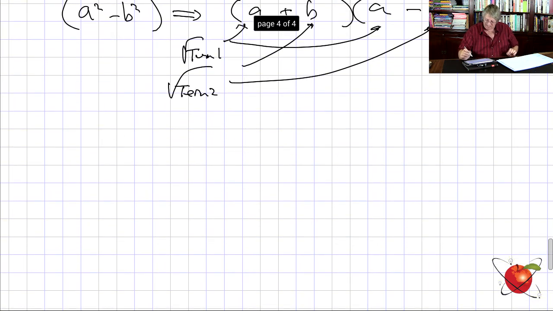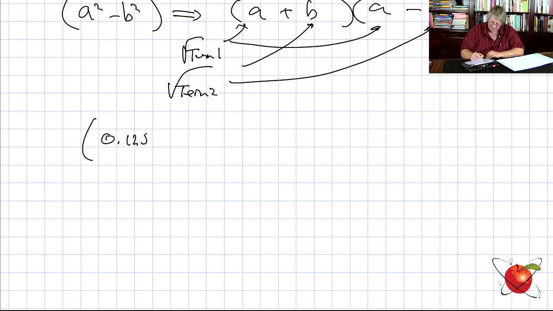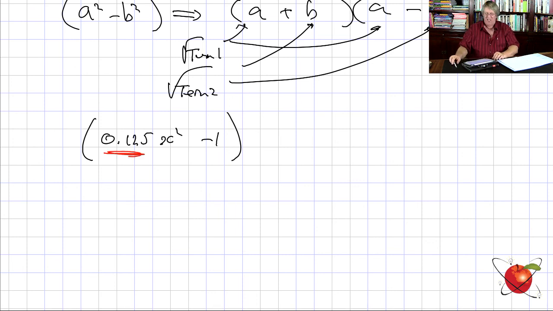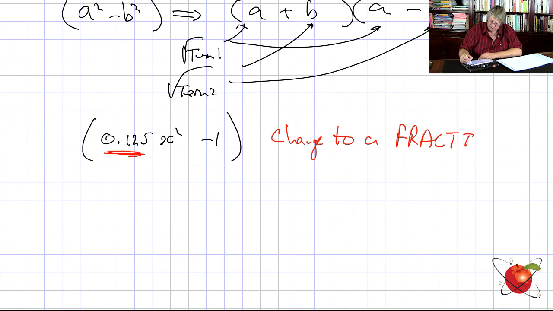All right. Just an aside over here. If I have, for example, 0.125 x squared minus 1, what do we do when we see this red flag? Everybody hates decimals. You go, ugh, can't stand them. Change to a fraction. You'll see why. What is 0.125? Well, two ways. For those of you who want to do it quickly, type in 0.125 equals. It'll give you the fraction straight away. For those of you who want to do it a different way, that's 125 over 1,000, right?